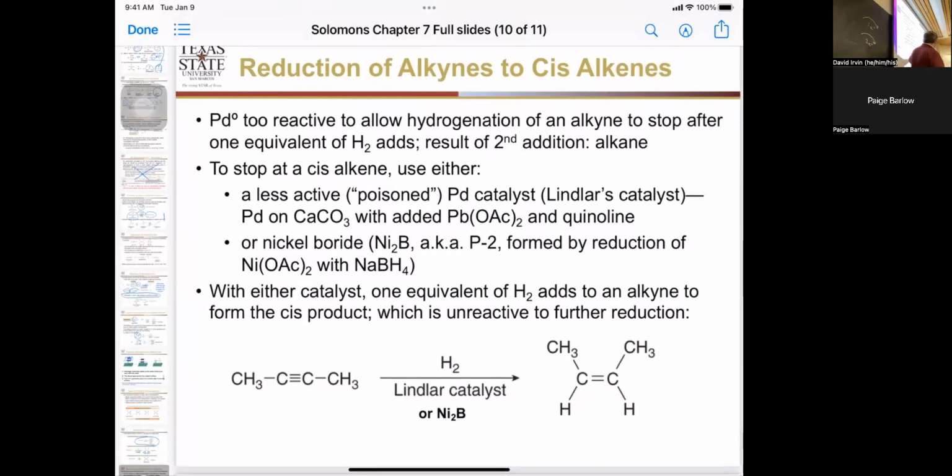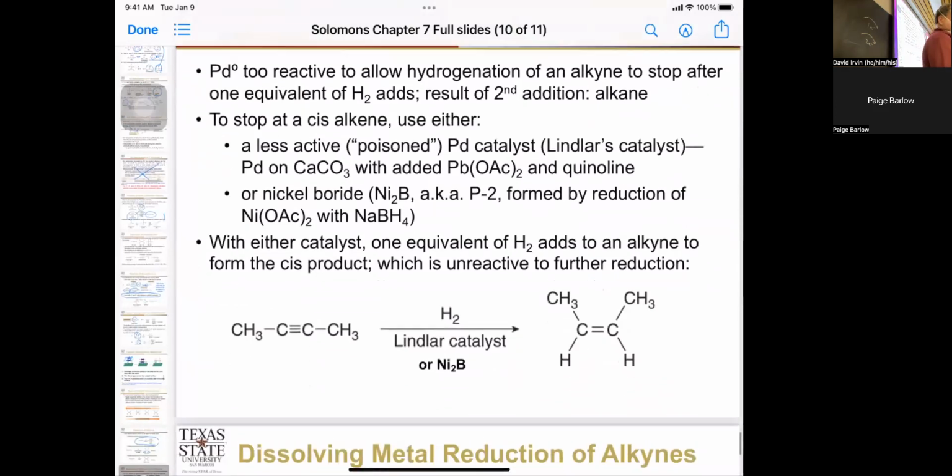So each time we do either one of these catalysts, and Lindlar is, if you see the word Lindlar, say cis alkene. Lindlar, cis alkene. Nickel boride, cis alkene. And then you just figure out what the R groups are about where the alkyne was. Okay. So I said if you wanted the other isomer, you have to change the chemistry.